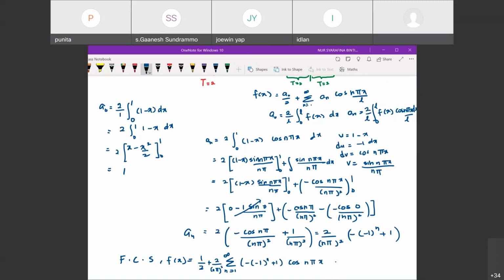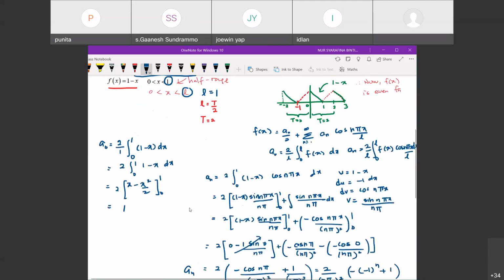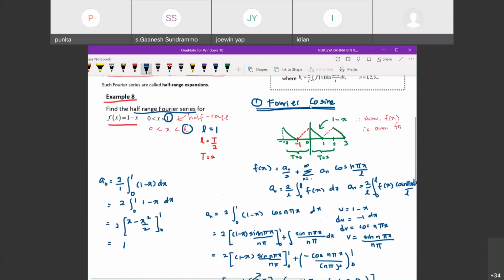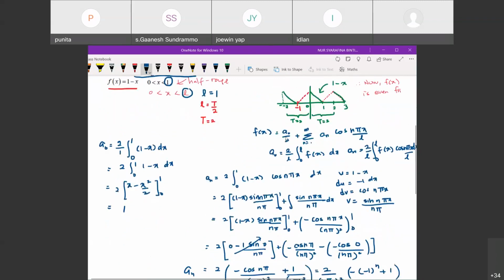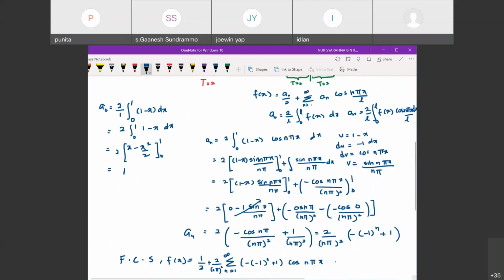Okay, the process is similar. The only difference from the previous one, the full range, is we have to extend the function in terms of the graph so that it can be even or odd, depending on what series you want to find. So now, let's take a look at the Fourier series, Fourier sine.